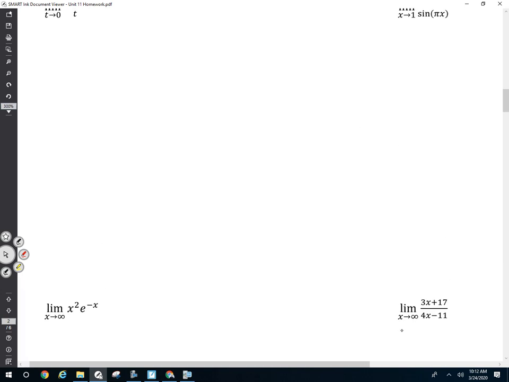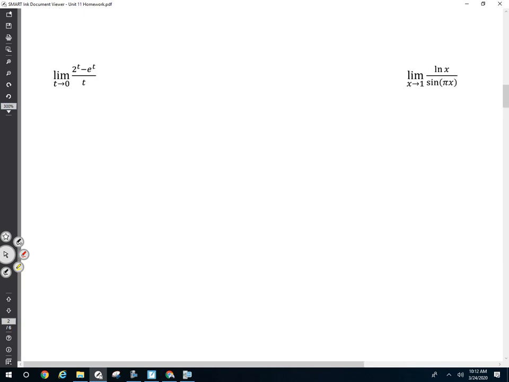Okay, couple more. Oh, sweet. 2 to the t. I saw on the practice AP test that you had to take the derivative of something like this. So it's important to remember it. Let's plug in 0 first. I got 2 to the 0 minus e to the 0, which is 1 minus 1, over 0. Okay, so that's 0 over 0.